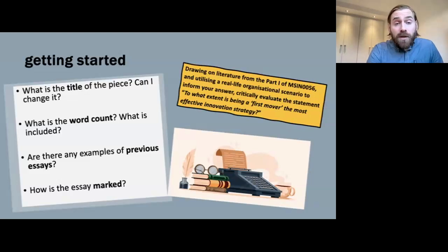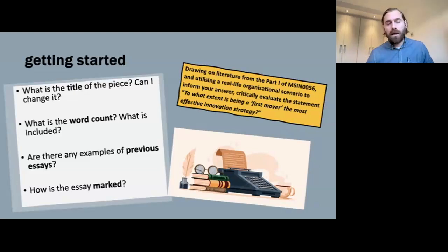I'm going to break this question down in 2 slides' time, but let's just look at the basics to start with. Drawing on literature from part 1 of innovation management and utilizing a real-life organizational scenario to inform your answer, critically evaluate the statement: to what extent is being a first mover the most effective innovation strategy?